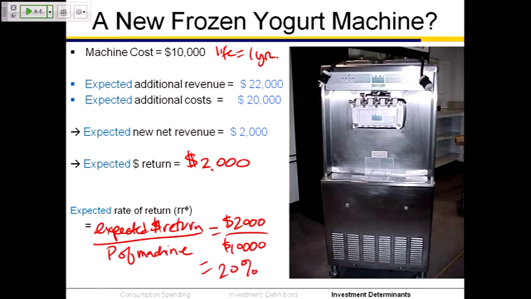RR for rate of return, and there's a superscript E there because this is all the plan, right? We don't have a crystal ball. This is all what we think will happen. There's some uncertainty around this. We think this is what will happen if we buy and use this machine.